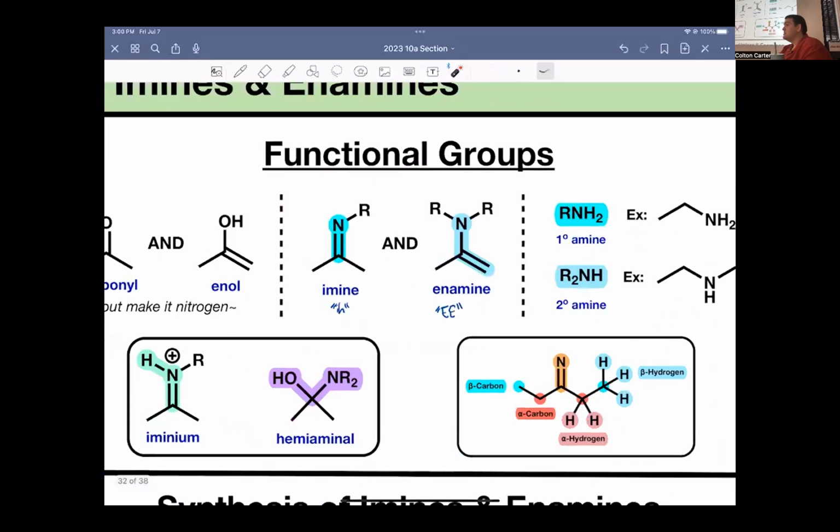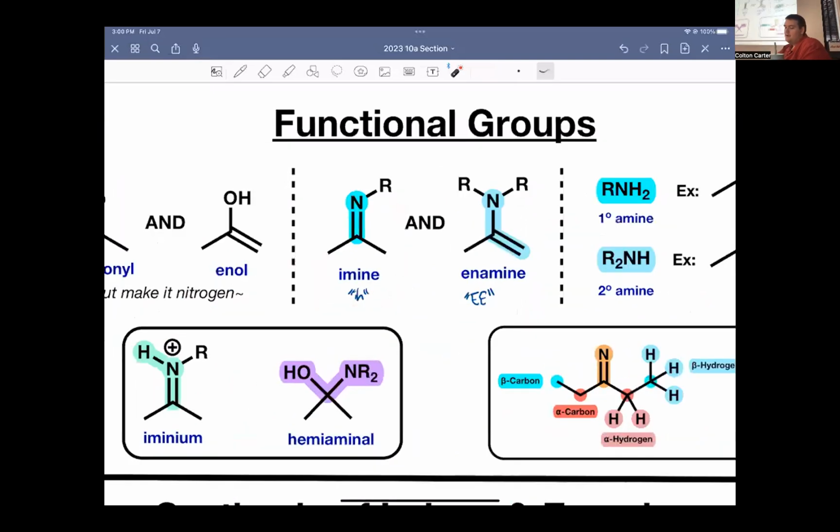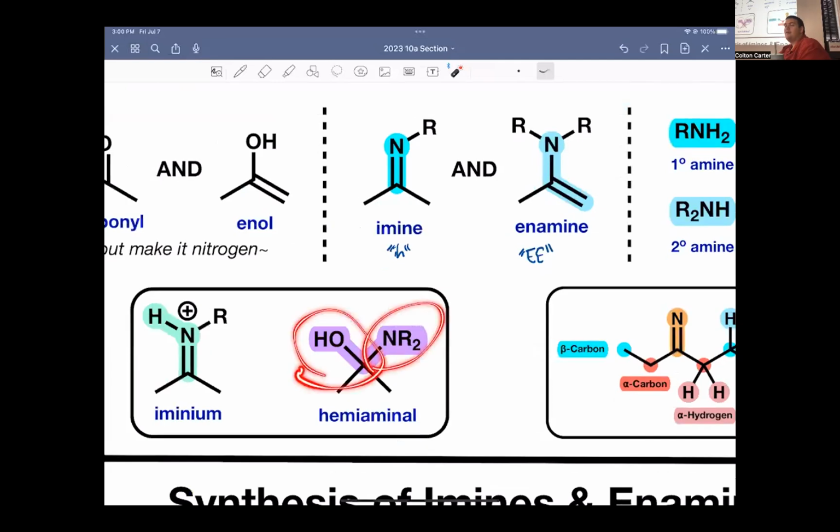We have some side characters that are going to join us in these mechanisms. So if we have an imine and we protonate it, it's an iminium. And then we have a hemiaminal, which is when we have an amine and an alcohol on the same carbon.